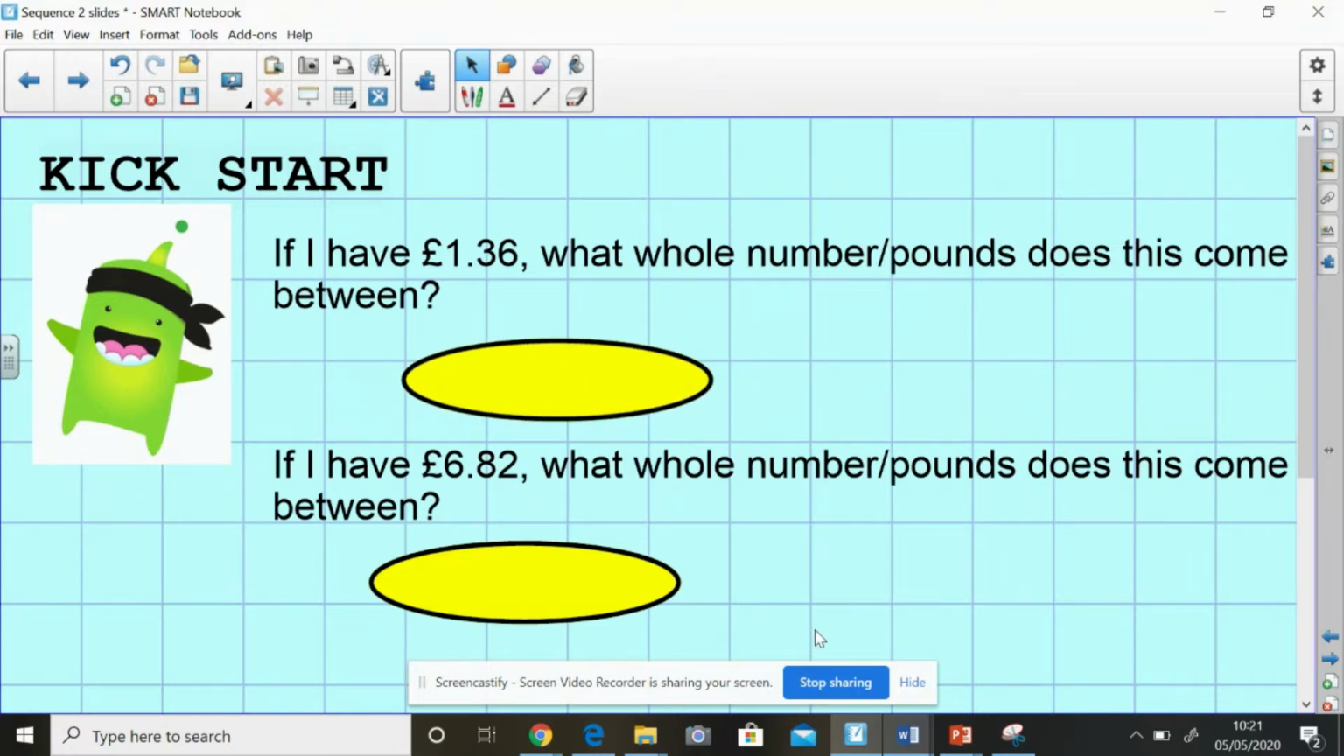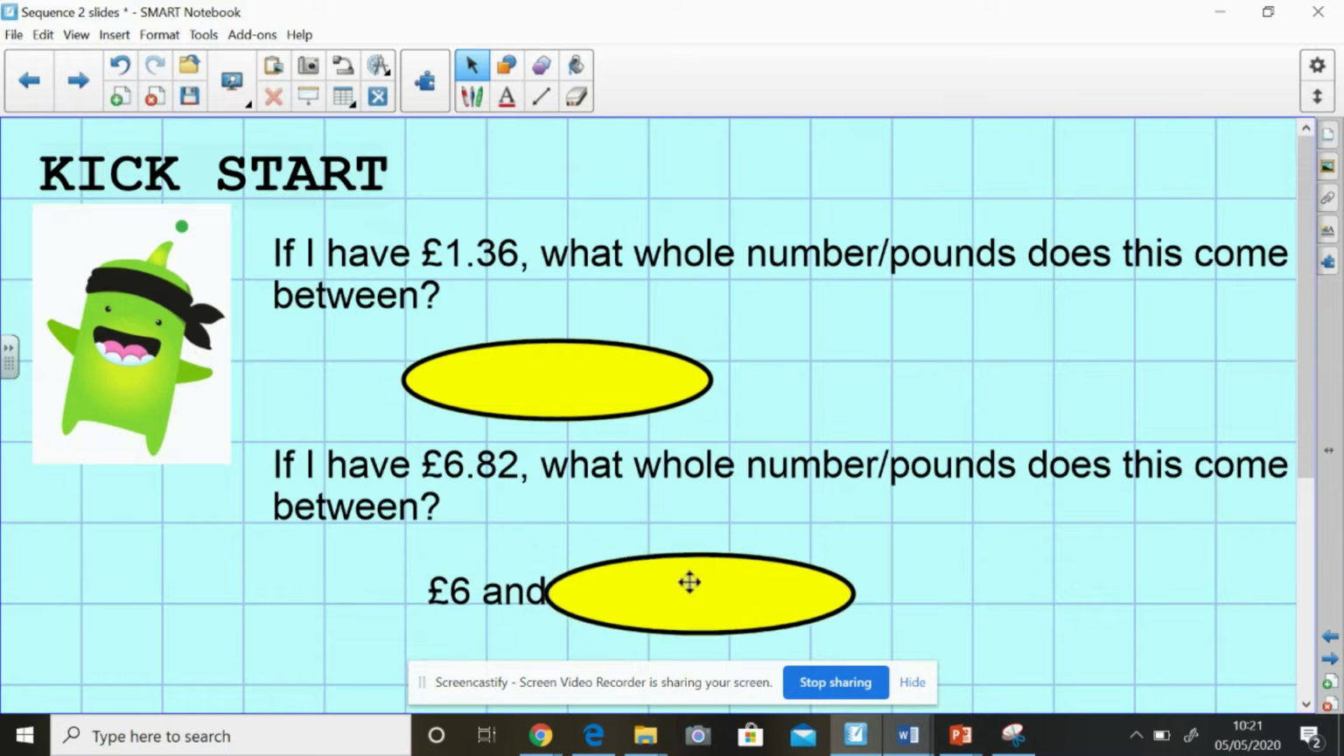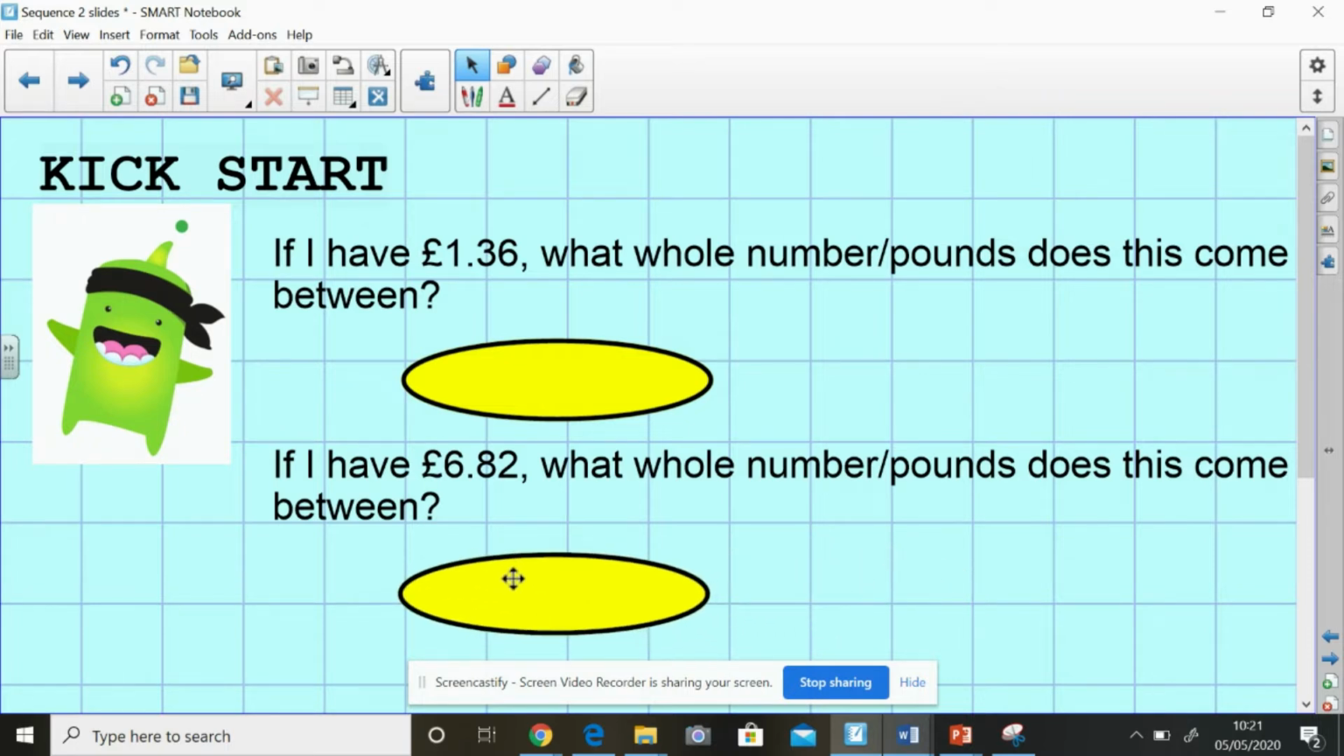Next one, if I have £6.82, what whole numbers or pounds does this come in between? What two whole numbers are on either side of £6.82? It is £6 and £7. And again, if you find the pound sign throws you off a little bit, take it away and just work it out as a decimal, but always remember to put it back in at the end for your answer. Otherwise, you will probably get it wrong because you haven't got the pound sign in or the pence sign.